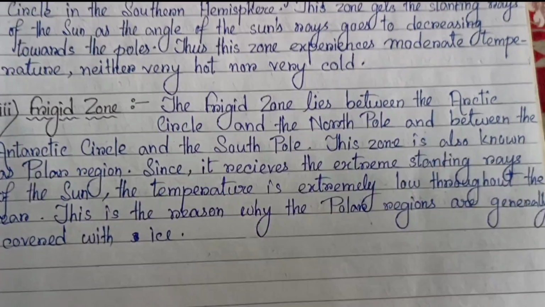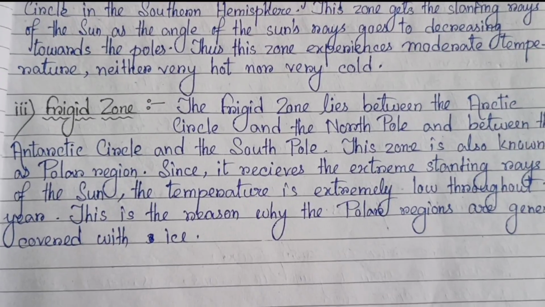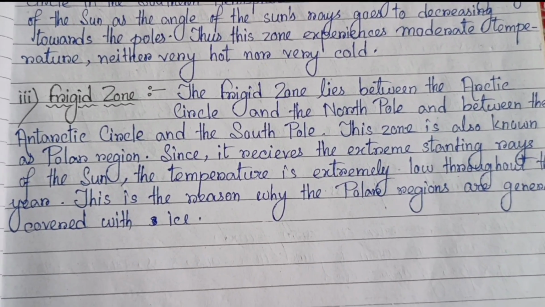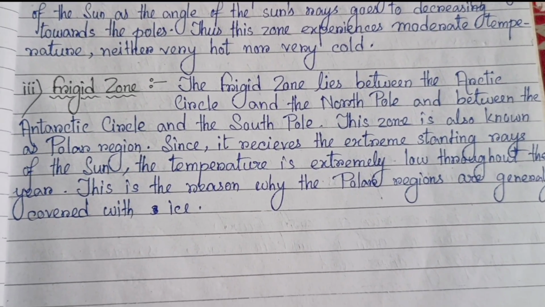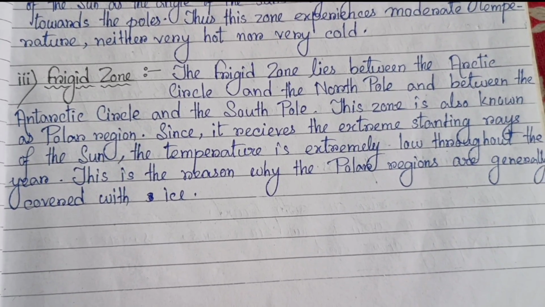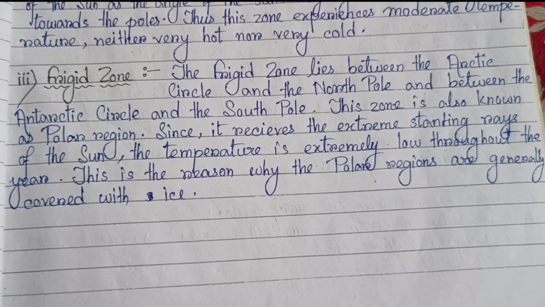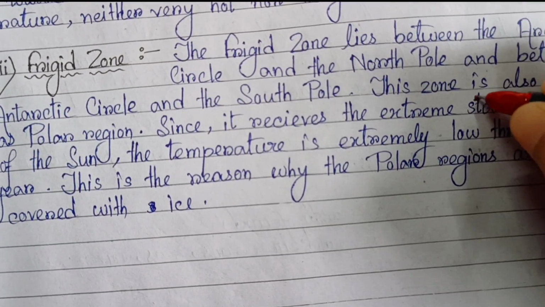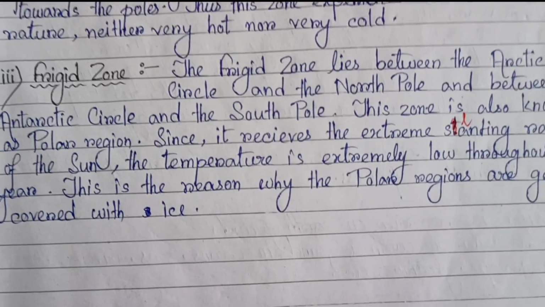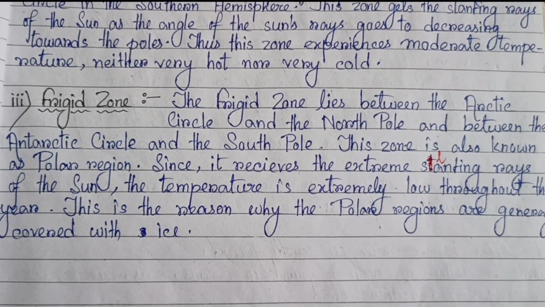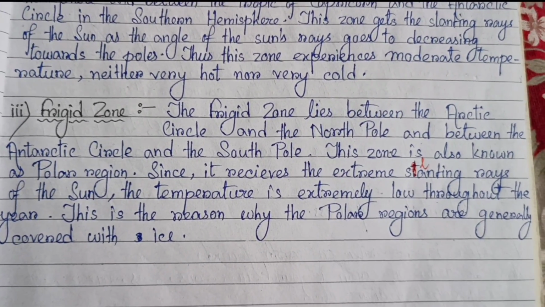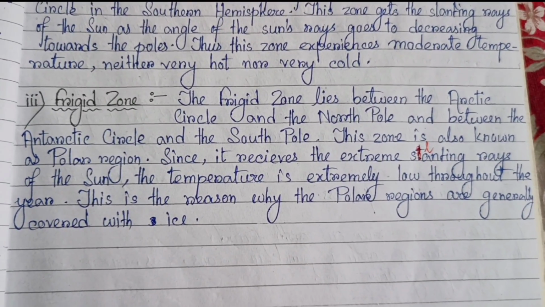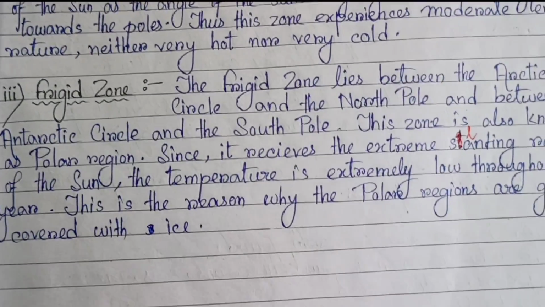Number 3, frigid zone. The frigid zone lies between the Arctic Circle and the North Pole, and between the Antarctic Circle and the South Pole. This zone is known as polar region since it receives the extreme slanting rays of the sun. The temperature is extremely low throughout the year. This is the reason why the polar regions are generally covered with ice.